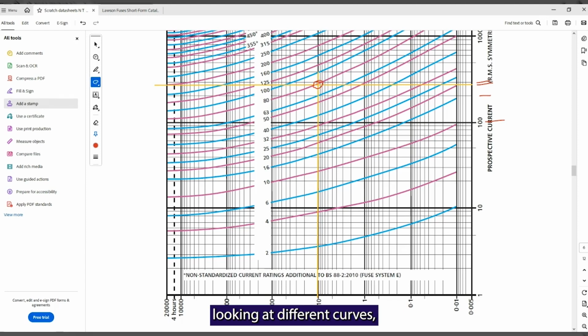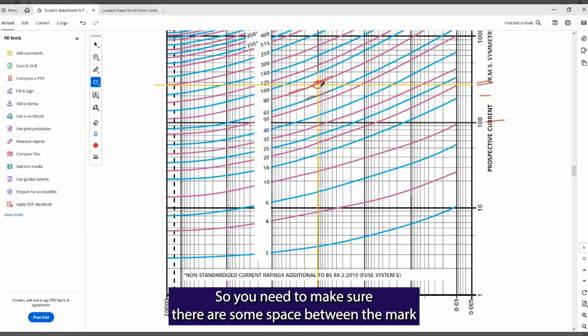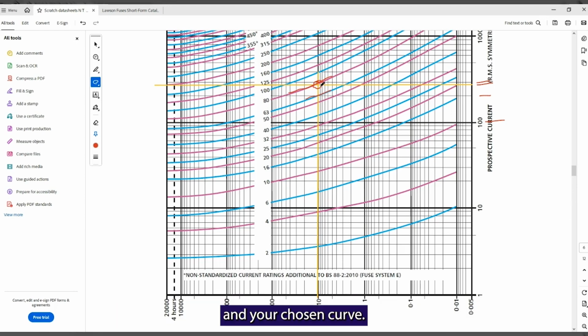Look at the different curves. This is a 63 amp curve. This one here, that's obviously no use, as a 63 amp fuse will melt at this point. The curve that is closest is the 80 amp curve, this curve here. But note how close this is to the mark though. Bear in mind there will be some tolerancing on the values, so you need to make sure there is some space between the mark and your chosen curve. So in this case, it will make sense to move to the 100 amp curve.